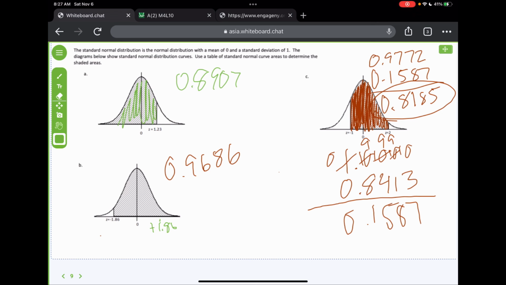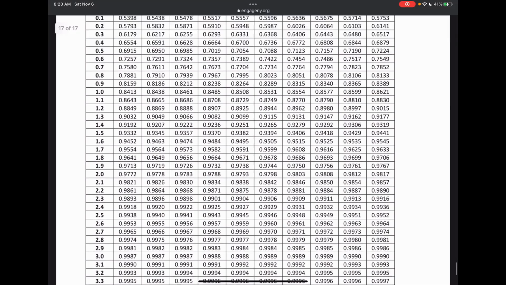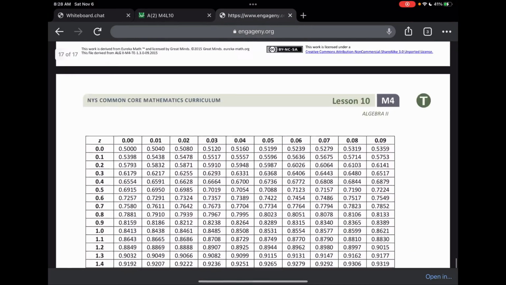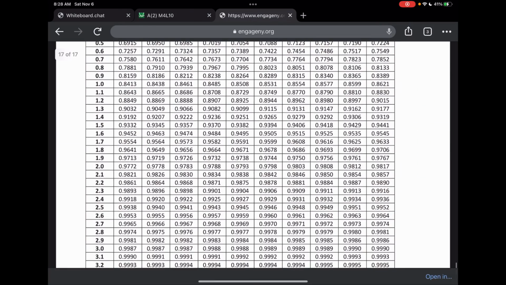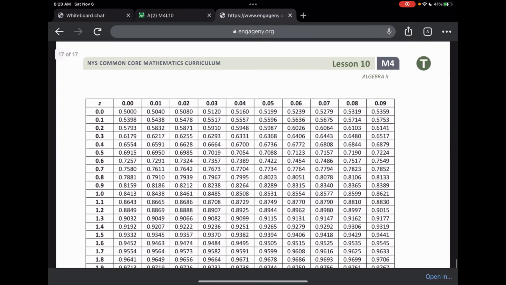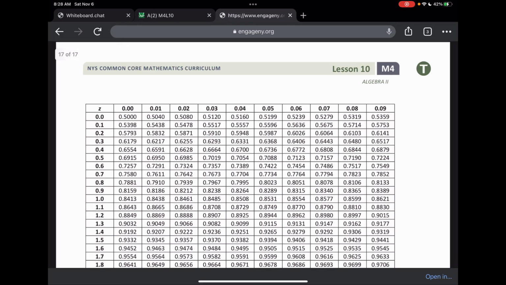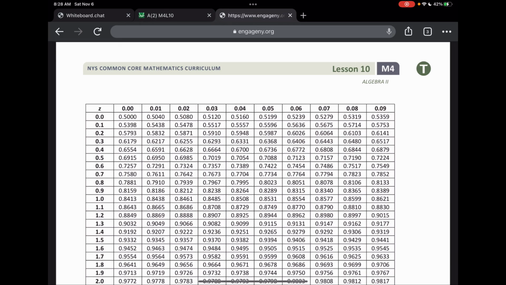That's the reason why it's a little bit more difficult using a Z-score chart, because you have to take into account that it's only talking about one side. You can imagine if you had all the values to the left and to the right, that's just a humongous chart. It would take too long to figure all that out. So it just gives you all the ones to the left, and you have to figure out the others.